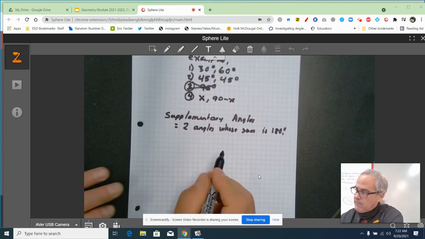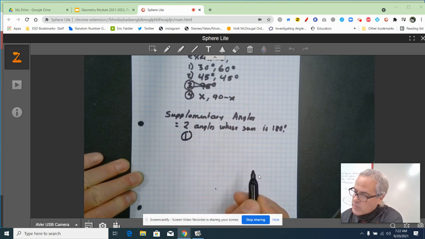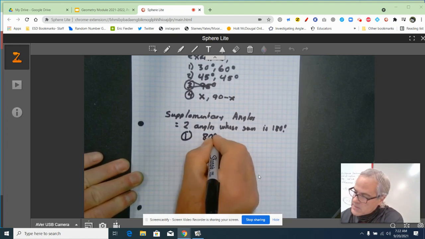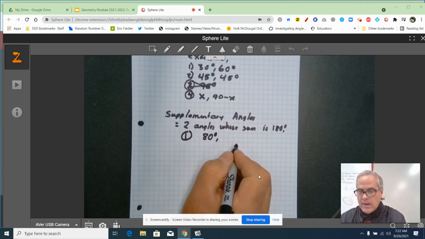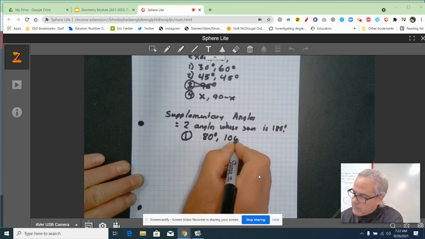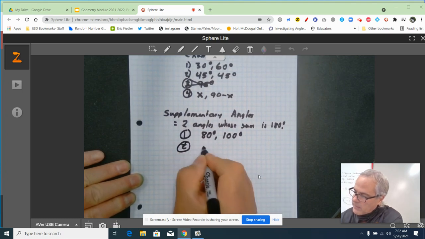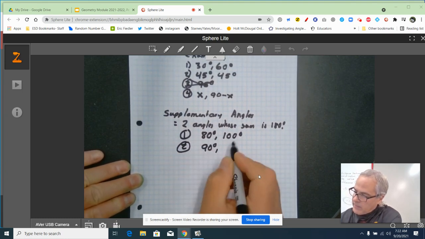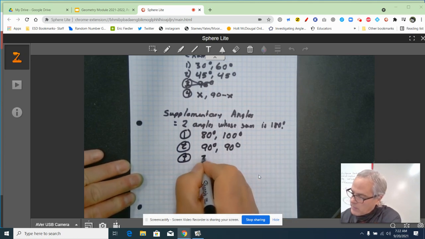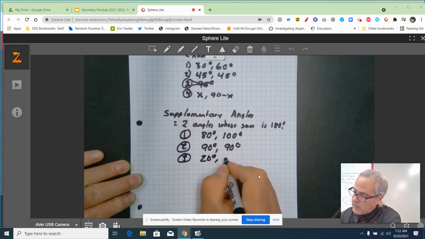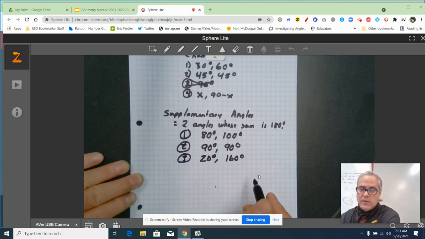Okay, and so how about supplementary? Let's take a look at that. Supplementary is two angles that add up to 180 degrees. Let's start easy with 80 degrees. Same thing, some of you will say 100. Think about it this way: 180 minus 80 is equal to 100 degrees. Check it. Those two add up to 180. How about 90 degrees? Well, 180 minus 90 is 90 degrees. How about one more? Let's say 20 degrees. 180 minus 20 is 160 degrees.